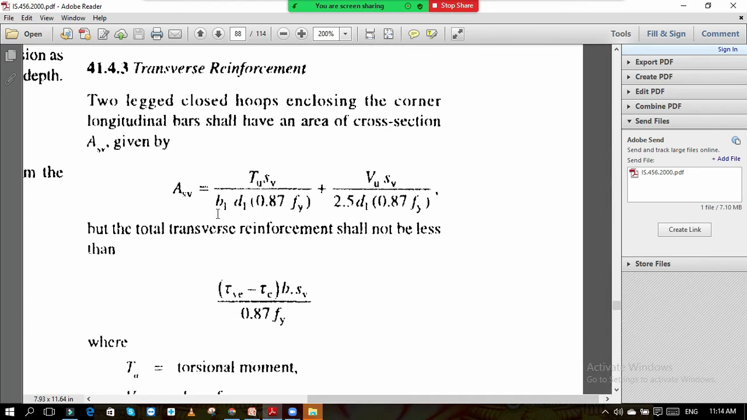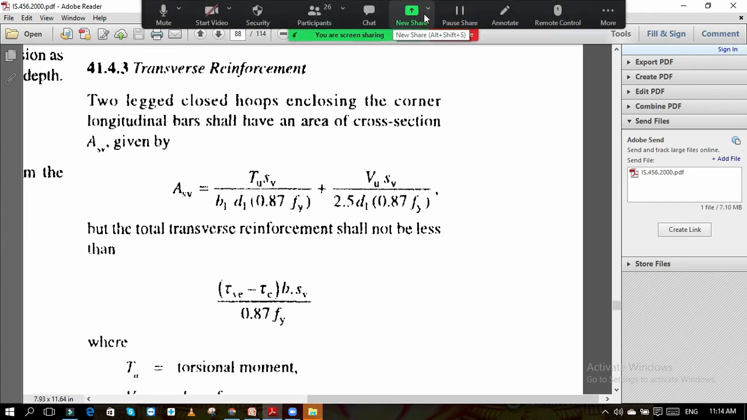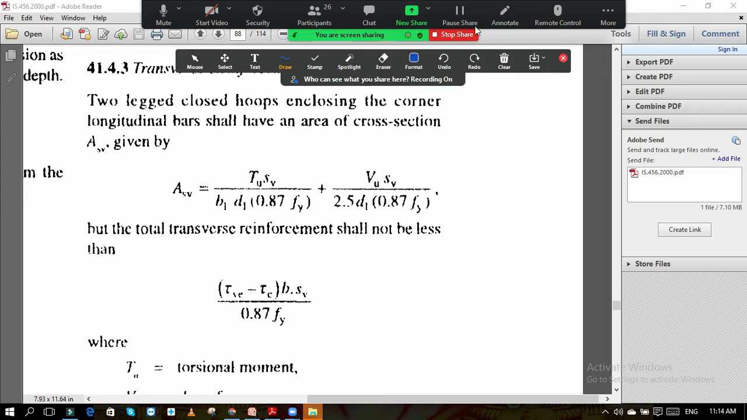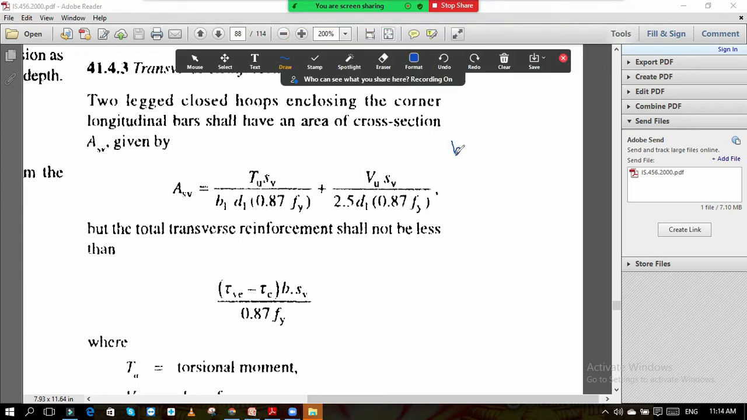You will see the term B1 D1. Okay. Here you can see B1 is one term and D1 is another term. So now we will see what is this B1 and what is this D1. All the other terms are known to you. Okay. So we will see that first. What is B1 and D1?